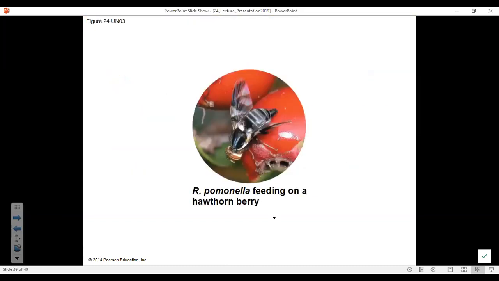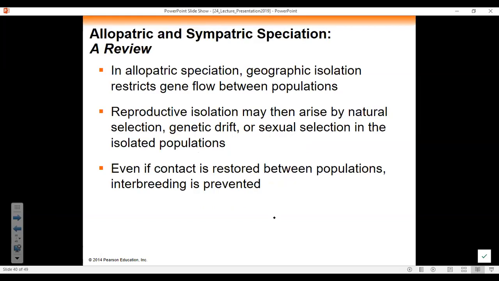And over time, as they started to be able to survive on the apple tree as well, they could go back and forth between these two, but this particular species stayed on the hawthorn berry and the other stayed on the apple tree. So even though they're in the same area, they decided they liked different foods and eventually became different species. So allopatric speciation, you have geographic isolation.